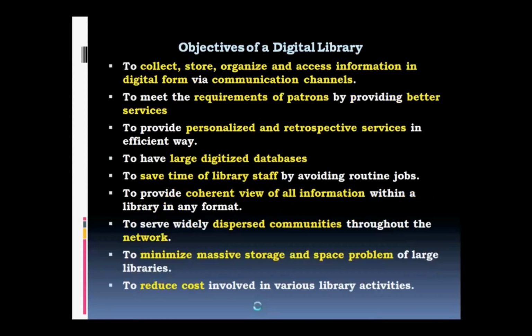The main objectives of a digital library are as follows: to collect, store, organize, and access information in digital form via communication channels, to meet the requirements of patrons by providing better services, to provide personalized and retrospective services in an efficient way, to have large digitized databases, to save time of library staff by avoiding routine jobs, to provide a coherent view of all information within a library in any format, to serve widely dispersed communities throughout the network, to minimize massive storage and space problems of large libraries, to reduce cost involved in various library activities.